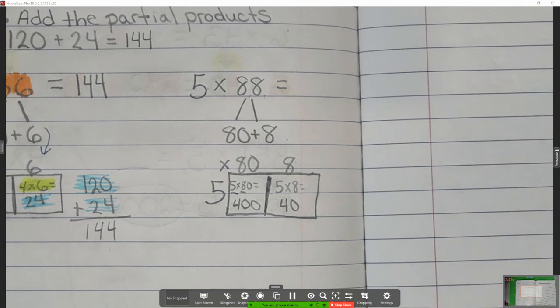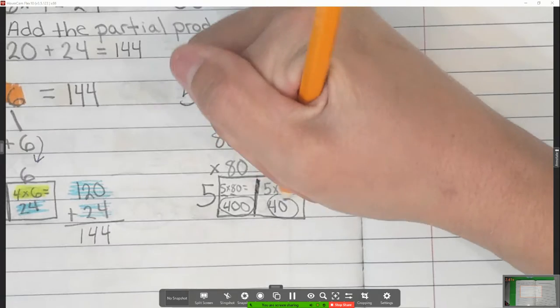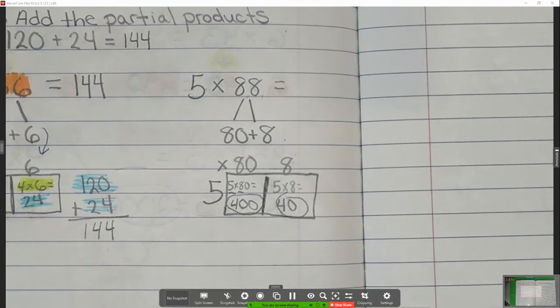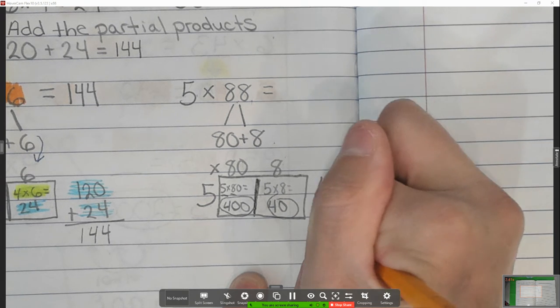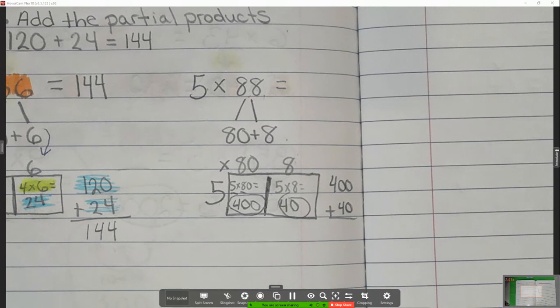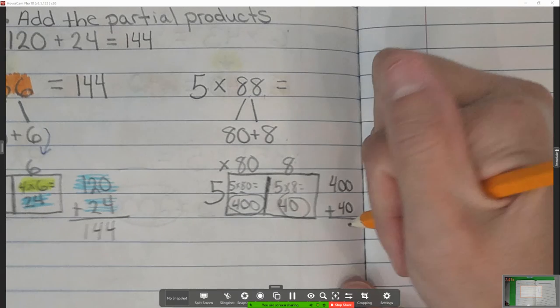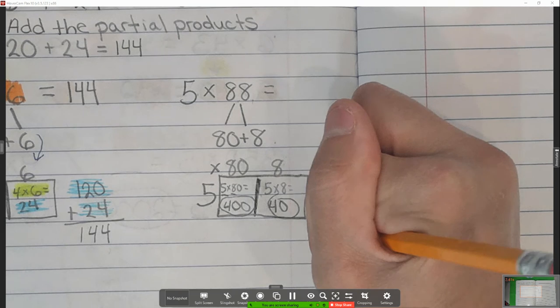Give me thumbs up if I'm finished, or give me thumbs down if I'm not. Perfect. I am not done. I have to add my partial products. Remember, these are partial products right here. So now I have to go ahead and add 400 plus 40. Whew, good thing we learned about adding a few weeks ago, right? So we always work in the ones place. So 0 plus 0 is 0. 0 plus 4 is 4. And 4 plus nothing is 4.